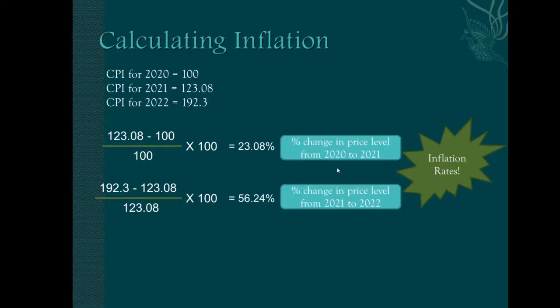For 2020 to 2021, the inflation rate is 23.08%, and then from 2021 to 2022, you have an inflation rate of 56.24%. So here, what do we call it? From this year to this year, what can we say? There is, from 23 to 56%, come on, just give me that word.